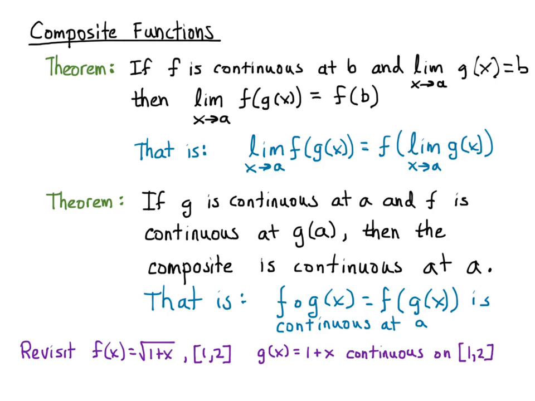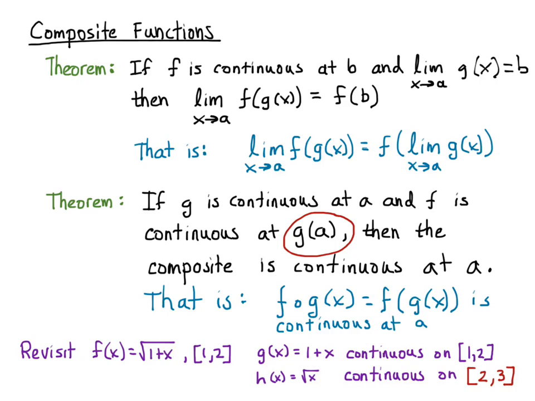Okay, so let's look at this in terms of this example here, where we had f at x equals the square root of 1 plus x over the interval 1 to 2. So let's say my inner function, if I want to speak that way, is 1 plus x, okay? We know that that is continuous over all real numbers, right? And so we know then that this is continuous on 1 to 2. And then we have a root function, and is that root function continuous over the possible values of g at x? Well, it is.